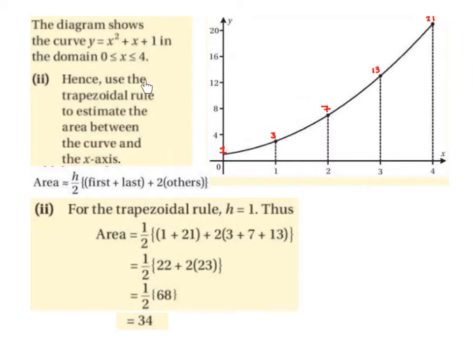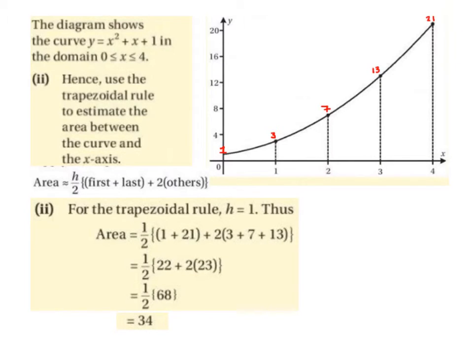Part 2, hence use the trapezoidal rule to estimate the area between the curve and the x-axis. So we need to find this area. Hence means using what we've already found. So we found that these y values are 1, 3, 7, 13, and 21. So these are our heights.